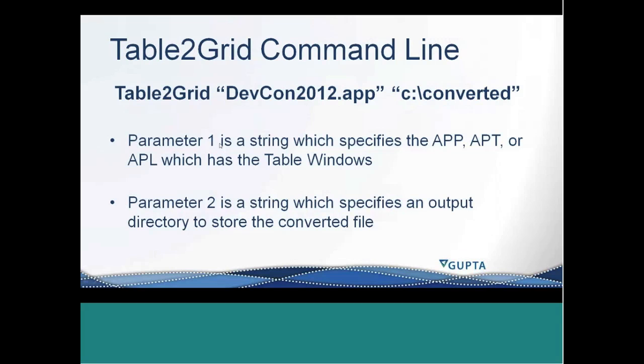To use the command line, the name of the tool is table2grid. The first parameter is a string, which will specify the application outline, app, apt, or APL, which has the table window. And the second parameter will be a string, which specifies the output directory to store the converted file from table to grid.